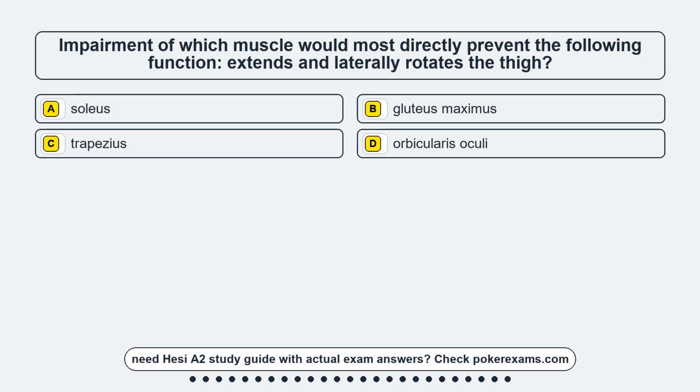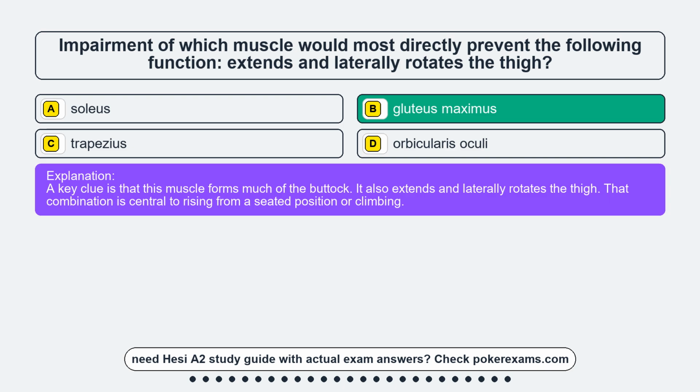Question 15. Impairment of which muscle would most directly prevent the following function, extends and laterally rotates the thigh? Option A, soleus. Option B, gluteus maximus. Option C, trapezius. Option D, orbicularis oculi. The correct answer is option B, gluteus maximus.